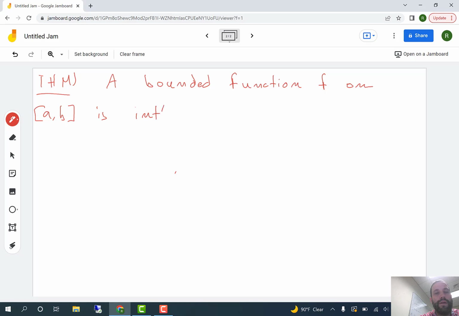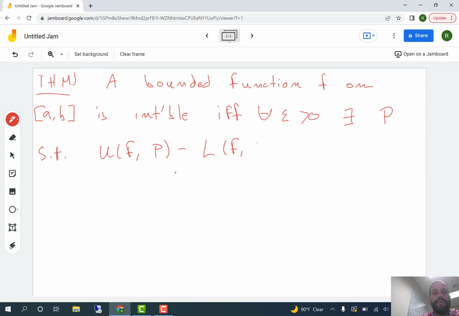I'm going to abbreviate this as integrable, if and only if, for all epsilon greater than 0, there exists a partition P such that U of f minus L of fp is less than epsilon.